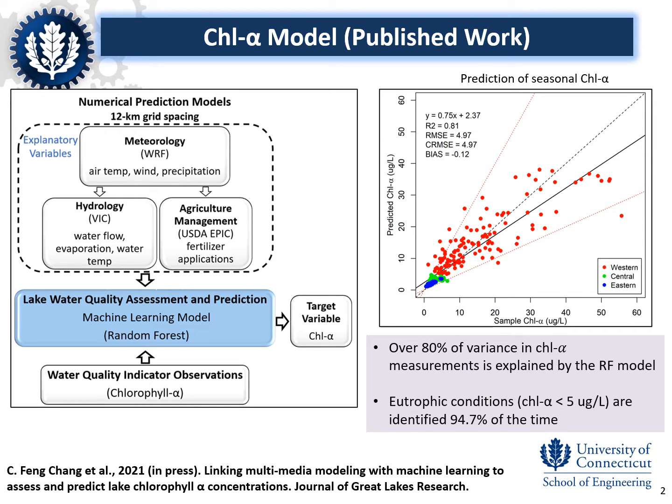You can clearly see the western basin in red, which is the most problematic part of the lake, with seasonal chlorophyll-A concentrations of over 50 micrograms per liter. This is expected because the western part of the lake is more heavily influenced by agriculture.